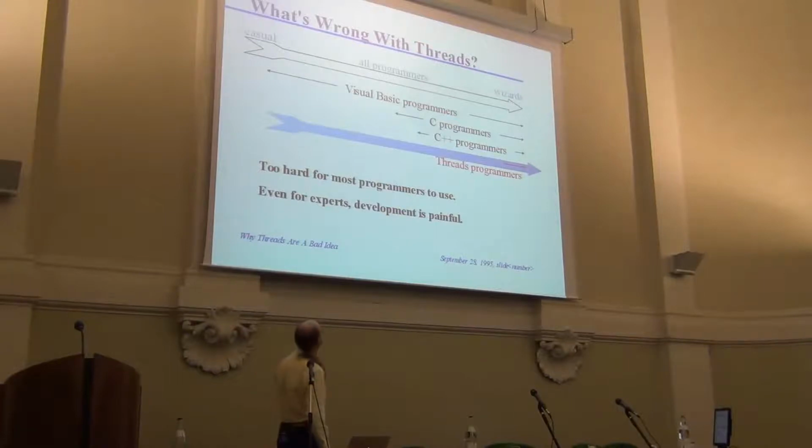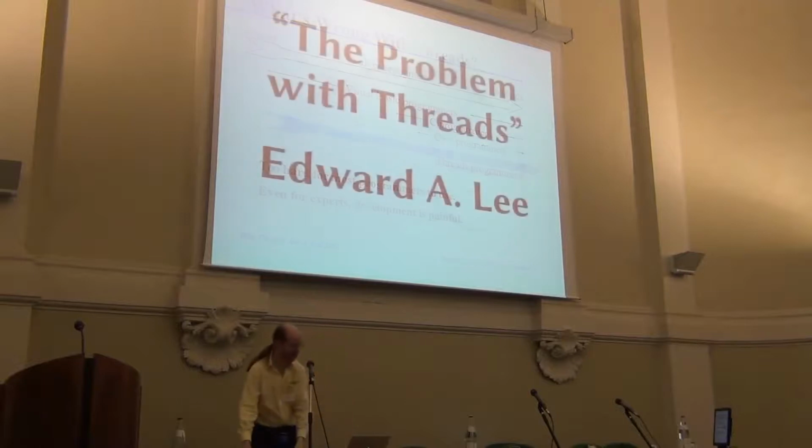And in here, there's a continuum of programmers, from casual programmers up to wizards, and Visual Basic programmers go all the way down. Anyway, thread programmers are the red arrow way over on the right. So you have to be a wizard to be a thread programmer, he says. And this is too hard for most programmers to use, and even for experts, it's painful. And this is certainly true.